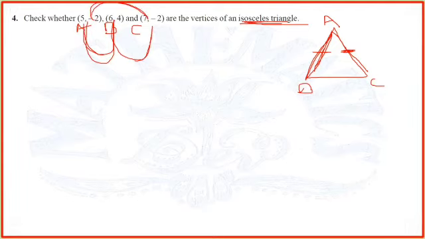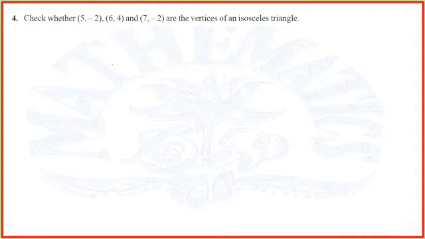If any two results are identical, then you will say that these three vertices are of an isosceles triangle. So that's all, a very easy thing you can do by yourself. I'm moving towards the next question.